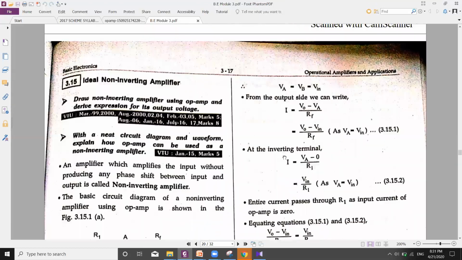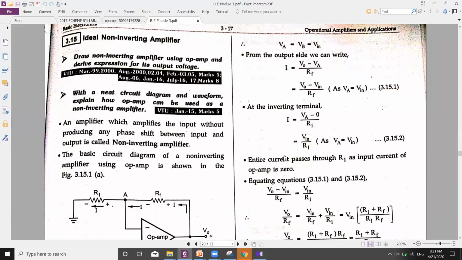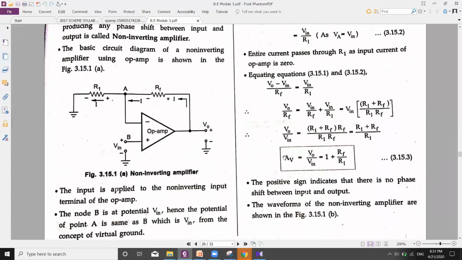Next, let us go to the ideal non-inverting amplifier. Now the circuit diagram of ideal non-inverting amplifier is over here. We have op amp, and here the input is given to the non-inverting terminal, that is point B. And inverting terminal is connected to ground through this resistor R1. Now here also we use the virtual ground concept.